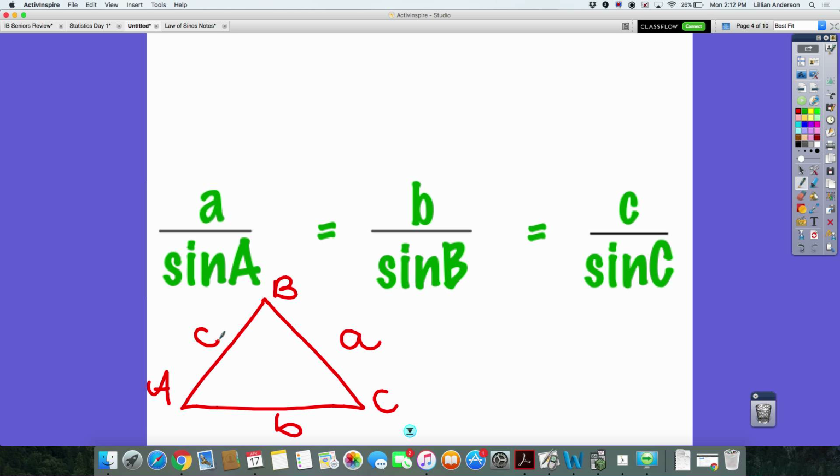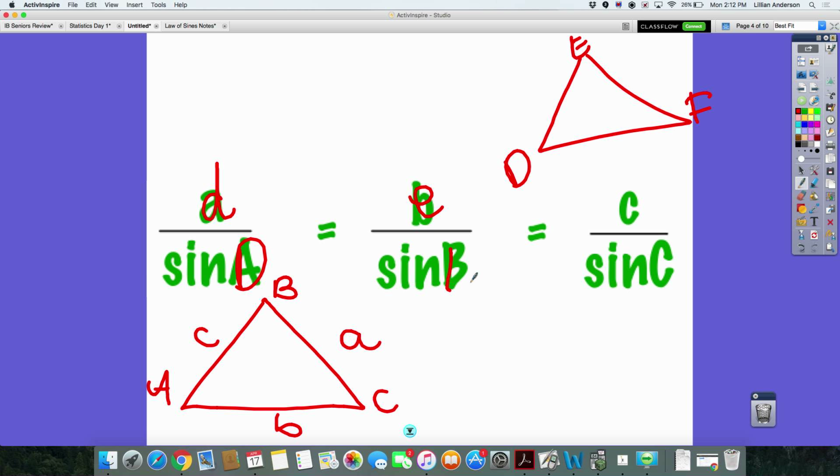Now, not every triangle is going to be labeled A, B, and C. If a triangle is labeled D, E, and F, it does not change this formula. It would be side D over sine of angle D, side E over sine of angle E, and side F over sine of angle F. It doesn't make any difference what the letters are of the triangles. Everybody understand that? Yes? Can it be numbers? No, it will not be numbers.